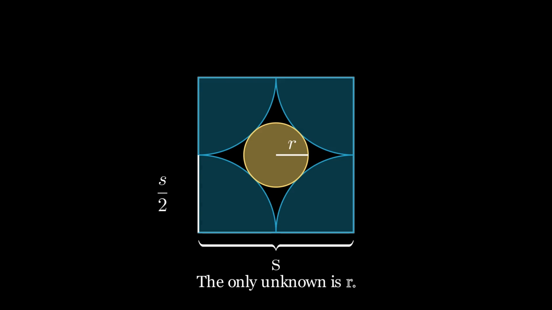Let's start by labeling what we actually know. Say the square has side length s. Each quarter circle reaches exactly to the midpoint of the sides, so its radius is simply s over 2. The only thing we don't know is the radius of the small circle in the middle. Let's call it r. So the question becomes, how do we relate these two radii?